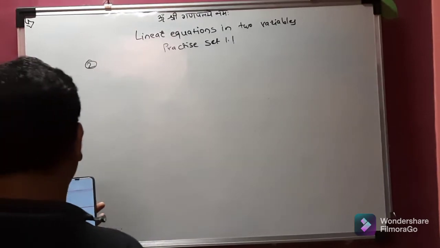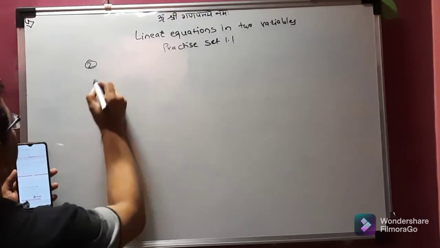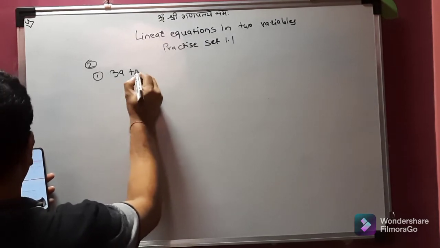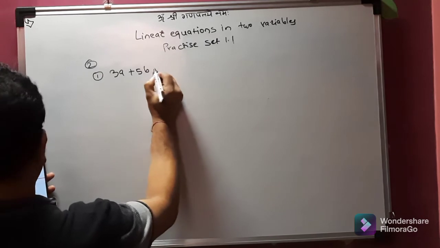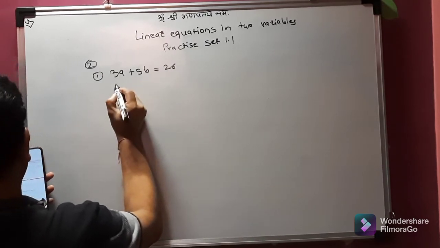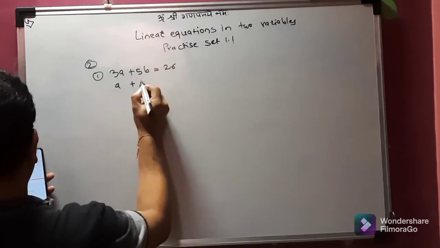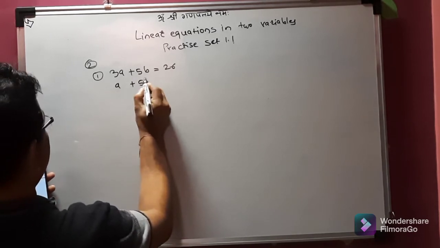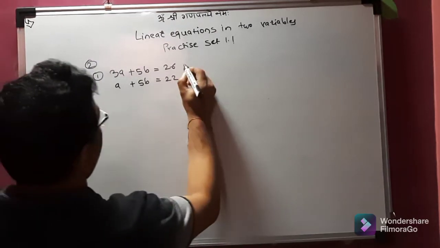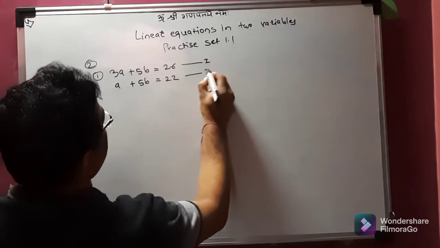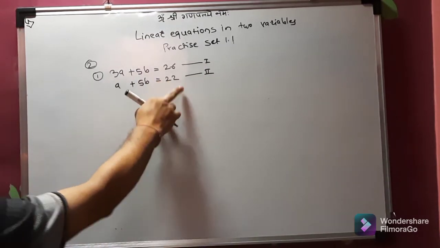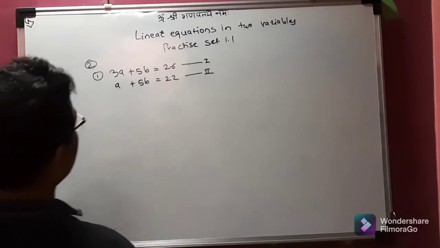Second problem. Solve the following simultaneous equations. Equation number 1 is 3a plus 5b is equal to 26. Then a plus 5b is equal to 22, this is equation number 2. So 3a plus 5b is equal to 26 and a plus 5b is equal to 22.